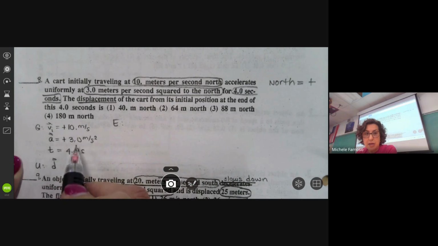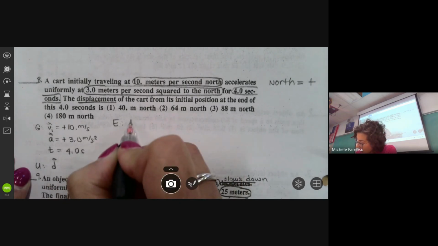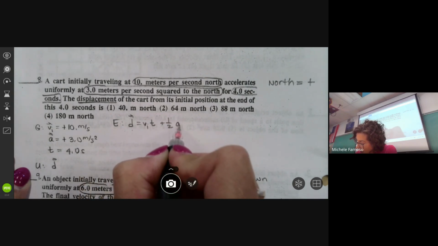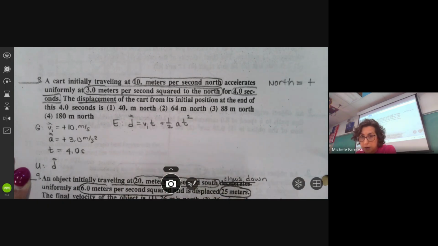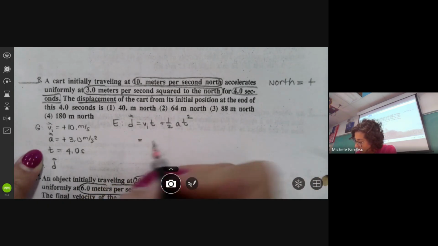So when I list my givens, the vi is positive 10 meters per second. The a is positive 3.0 meters per second squared. The t is 4.0 seconds. My unknown is the displacement. The best equation, which has vi, a, t, and d, is d equals vi t plus 1/2 a t squared. My guess is you probably forgot to square the time.